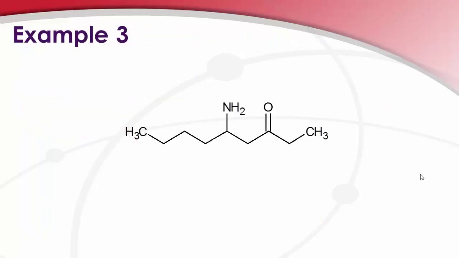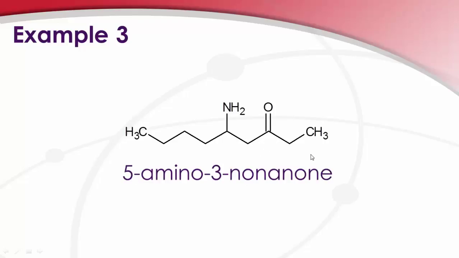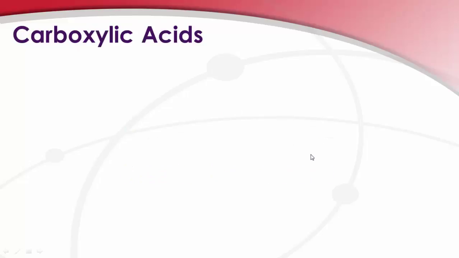So for this example then, we have 2, 4, 6, 8, 9, so this would be nonane. We have our ketone, makes it nonanone. We have then, this is on the third, so this would be 3-nonanone. 5-amino, 3-nonanone. Hey, I got it right. Good stuff. Okay.